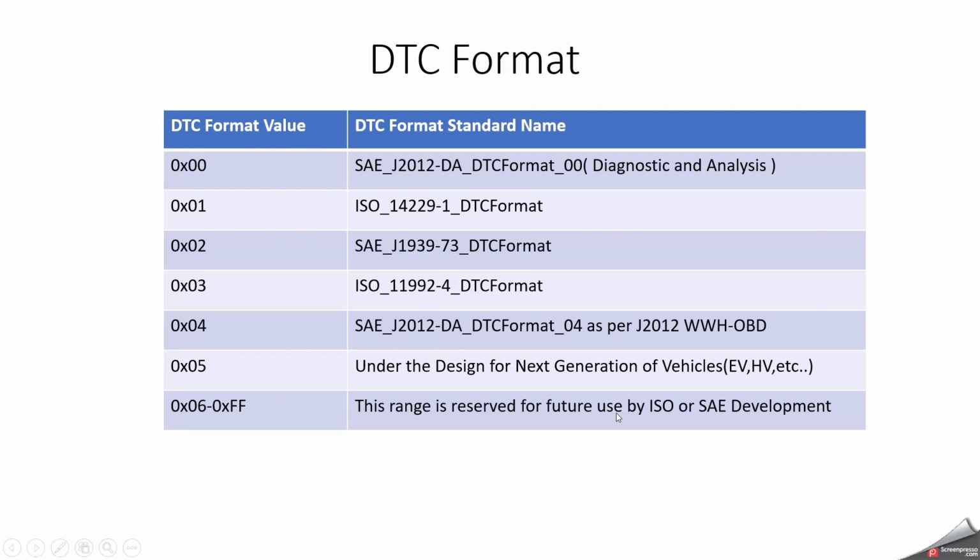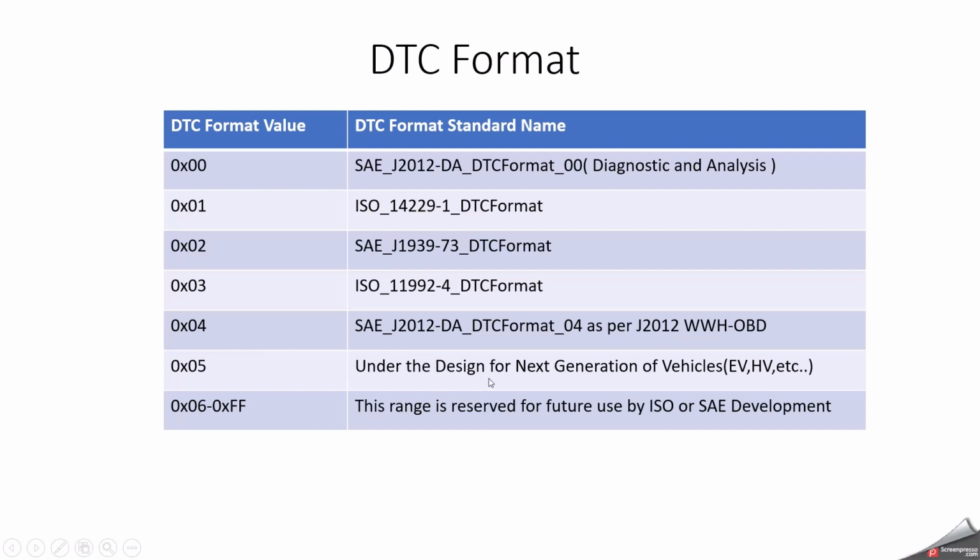DTC format. What is a DTC format? There are a lot of DTC formats, so here I have mentioned some of them. For example, 00 means SAE J2012 DA DTC format, diagnostic and analysis. 01 means the 14229 format. 02 is the J1939 format. 03 means ISO 11992-4 DTC format. 04 means SAE J2012 DA DTC format as per J2012 WWH OBD.